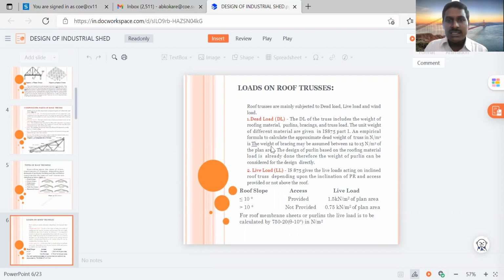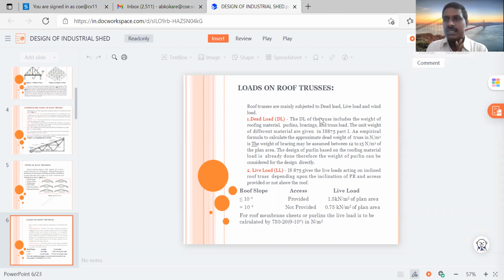Here it is written that the weight of bracing may be assumed between 12 to 15 Newton per meter square. That is given in your IS 875 part 1. Then similarly, the weight of purlin we assume as 80 Newton per meter square to 120 Newton per meter square. Then the weight of truss we can calculate by using the formula span by 3 plus 5 into 10, that we have learned also. So in this way we have to calculate the dead load.